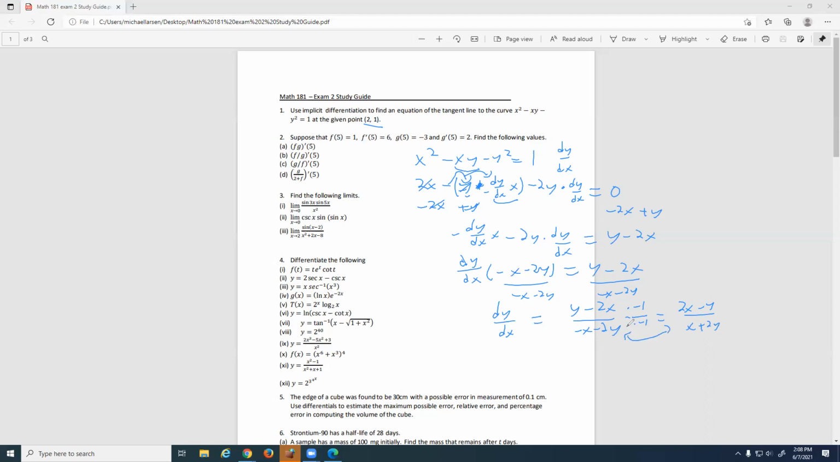So any questions on how I got the derivative there? I went a little bit quick through that algebra, but any questions on that before we move on to getting the actual tangent line?